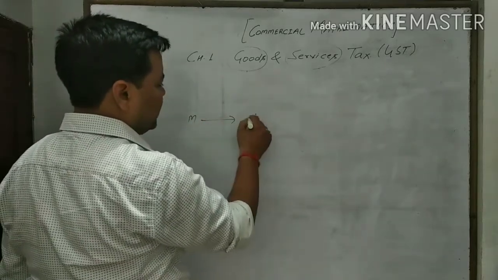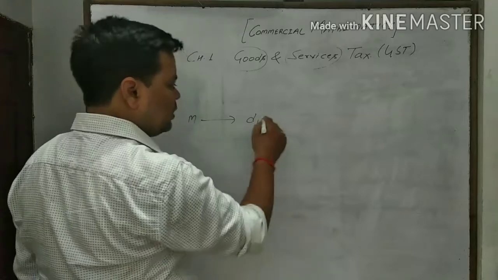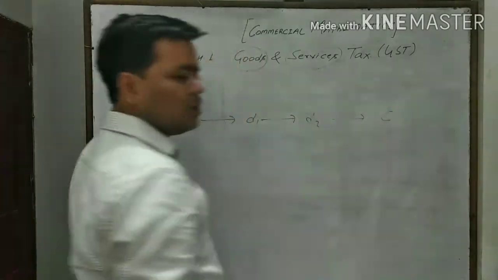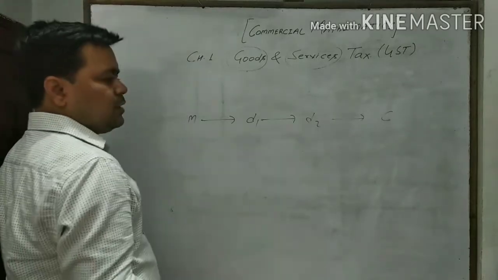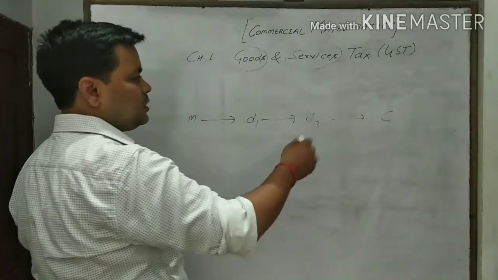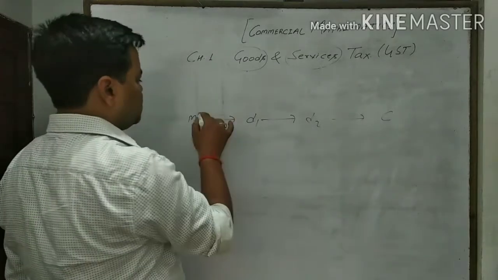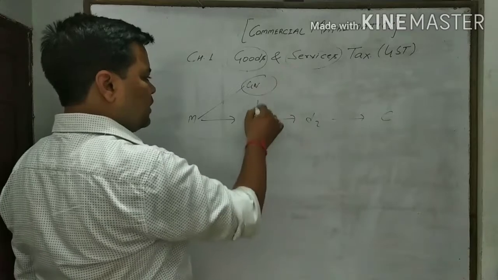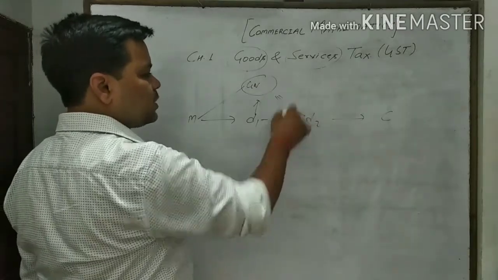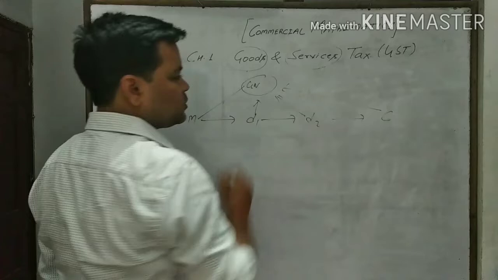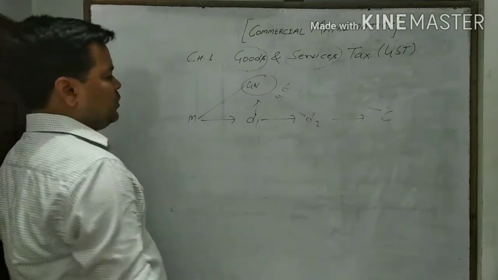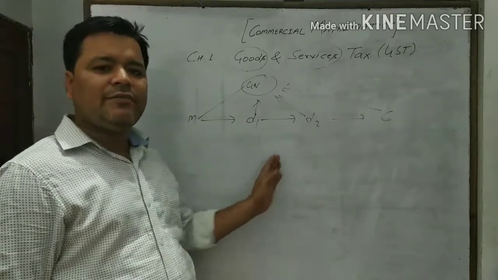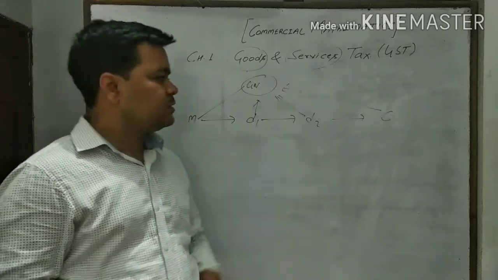then it comes to the dealer, after that to dealer 1, then dealer 2, and then to the consumer. At the different stages we give the tax to the government. The manufacturing company gives to the government, dealer 1 also, dealer 2 also, and sometimes the consumer also, but not always. Therefore goods and services tax is collected at each and every stage. Let us see it.